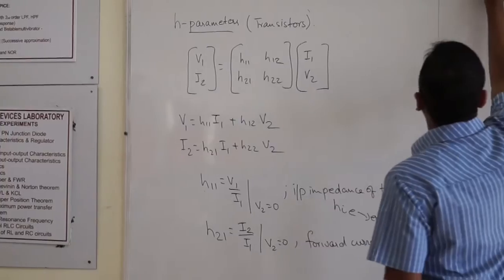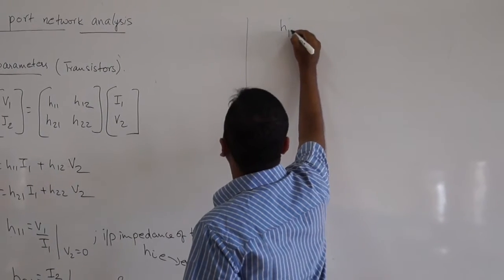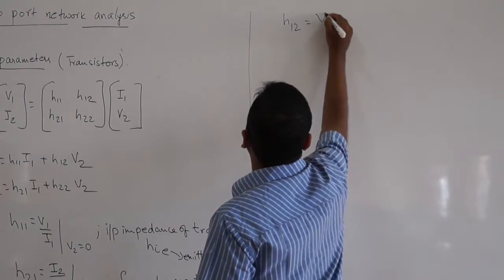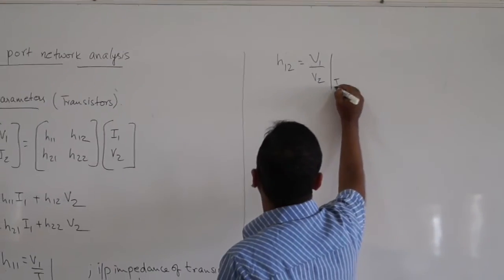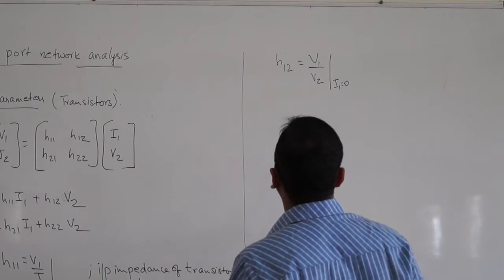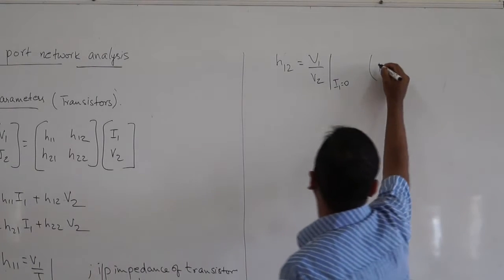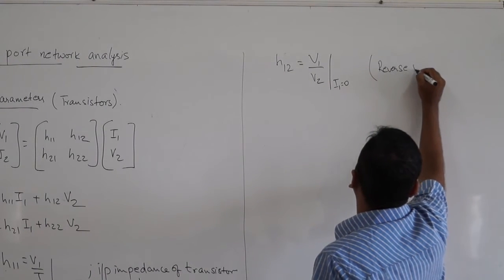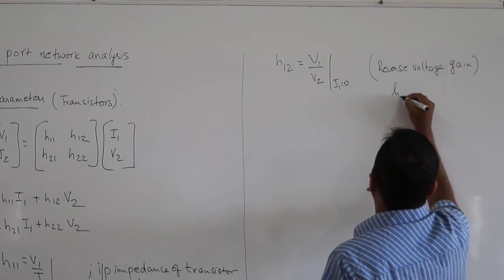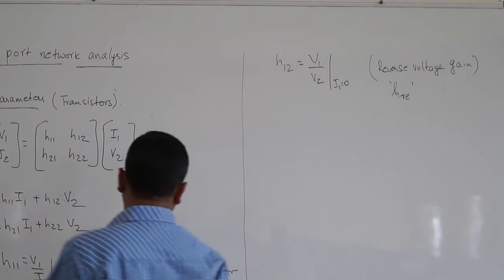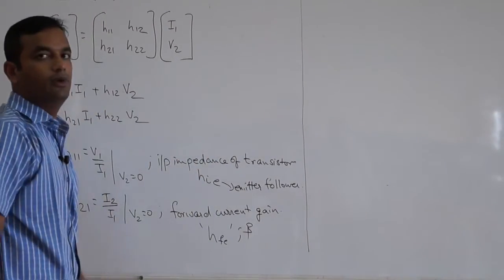So, if we need the other ones, H12 will be equal to V1 by V2, and what is the condition? You'll have I1 go to 0. So when I1 is equal to 0, this is nothing but your V1 by V2, which means reverse voltage gain, also called HRE. And this is your HFE, also called beta, the forward gain of your transistor.